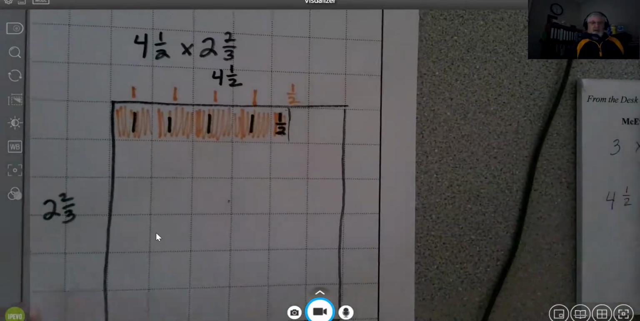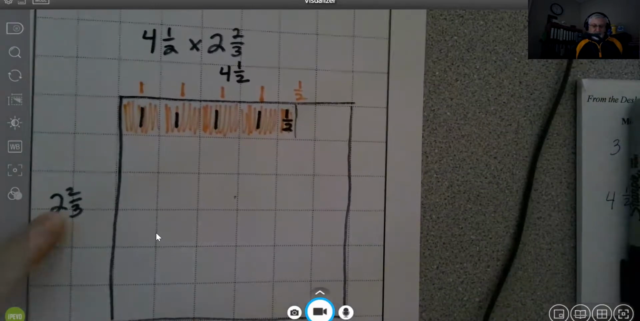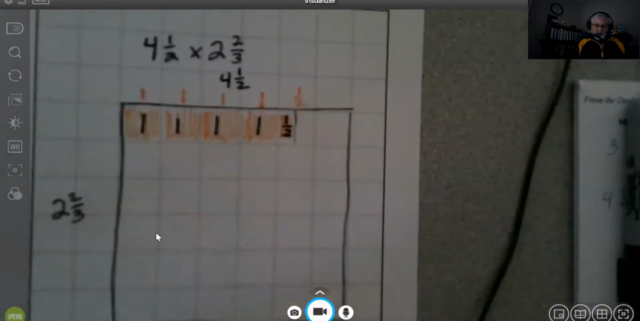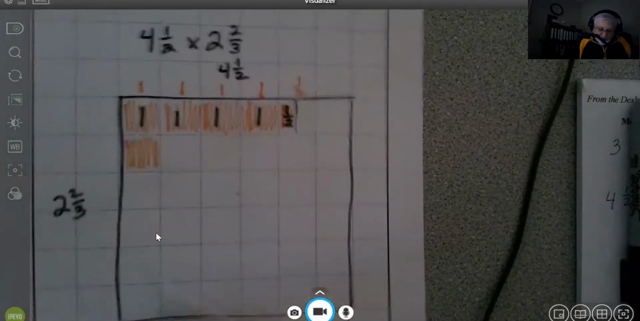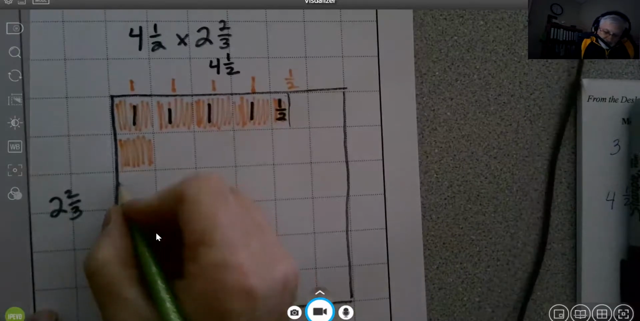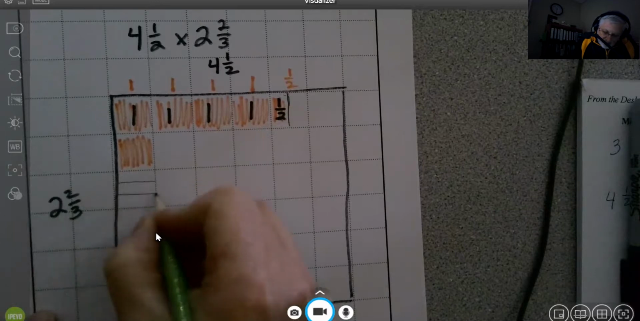Okay, so now I go down to the other side, and I want to shade in 2 2/3 in this first column. Well, one's already shaded. So that would be 2, and then I want to do 2/3. So in this case, I have to cut it into thirds. So that's a third, that's a third, and that's a third.